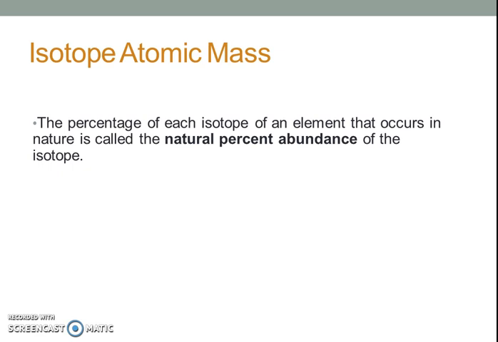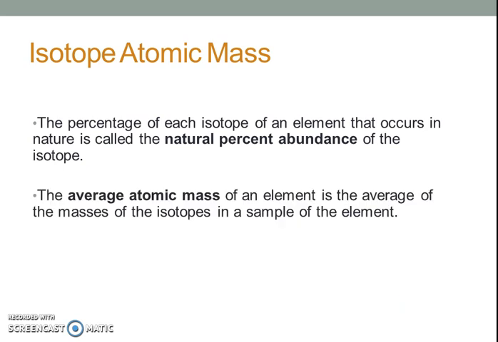Okay, so with atomic mass for isotopes, there's something else that we can consider here. Of those isotopes for an atom, each of those will be found in a certain abundance or in a certain quantity in nature, and that we call the natural percent abundance for the isotope. So the average atomic mass of an element is the average of all of those masses for the isotopes of that element. And this is actually the mass that's shown on the periodic table.